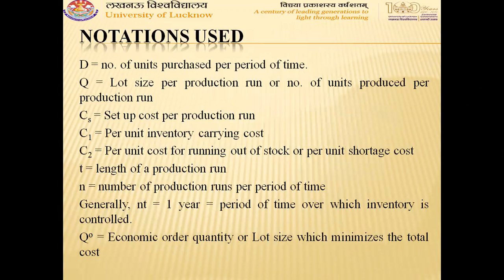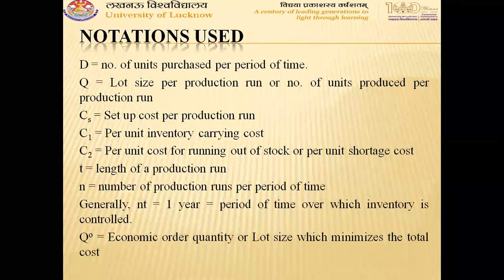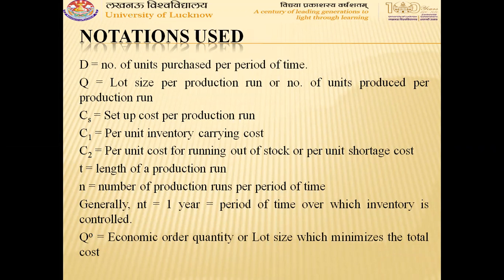Now, for further discussion, some notations will be used. First one is D, that is the total number of units purchased per period of time. Generally, that period of time is taken as 1 year. Q is the lot size per production run, that is the number of units ordered in one order. CS is the setup cost per production run. When a new order is placed, setup cost will also be chargeable. C1 is the per unit inventory carrying cost. C2 will denote the per unit shortage cost.